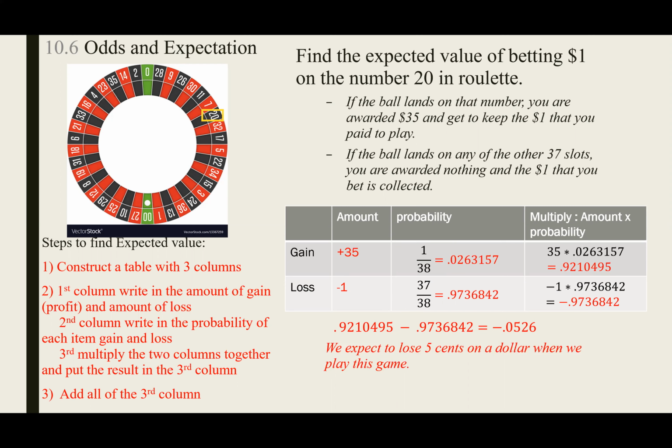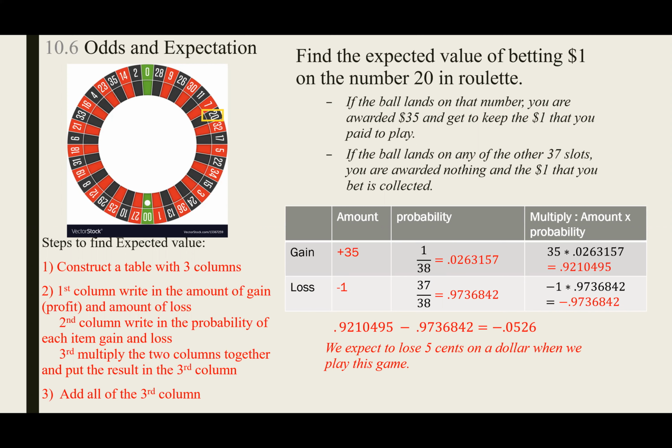Meaning if you play this game in the long run, you should expect to lose 5 cents for every dollar you spend. Okay, so if you spend $1, you lose 5 cents. If you spend $100, you lose 50 cents. If you spend $1,000, you lose $5. So basically, the casino only takes 5 cents on a dollar from each person, and then they still make money.